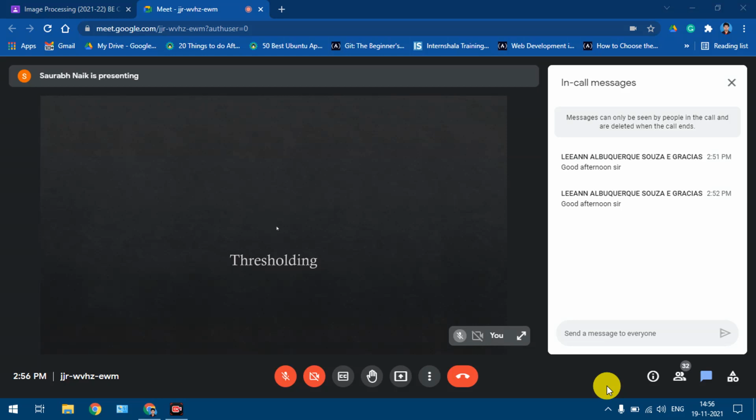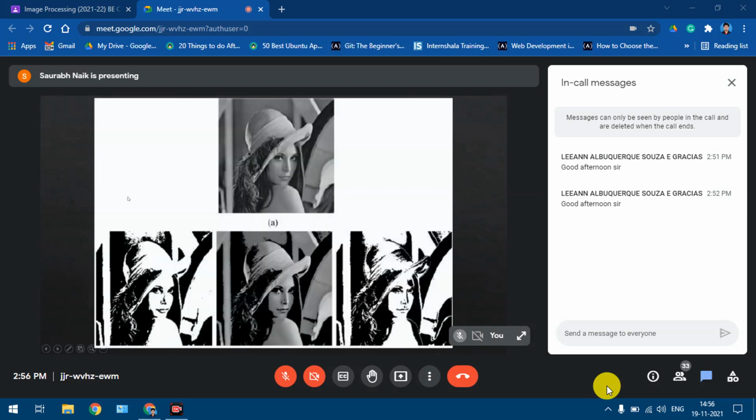That is, if the pixel values belong to a list of pixel intensities which we know are belonging to the object, then we can say that these pixels are the ones which have so and so intensity, so they will be belonging to the object and not to the background. So an example of thresholding is this.